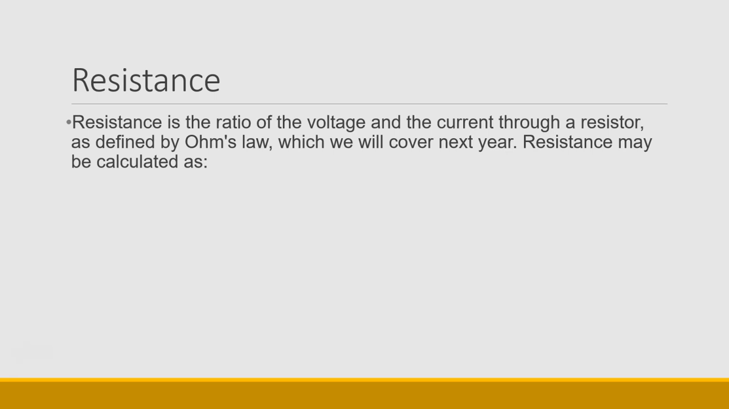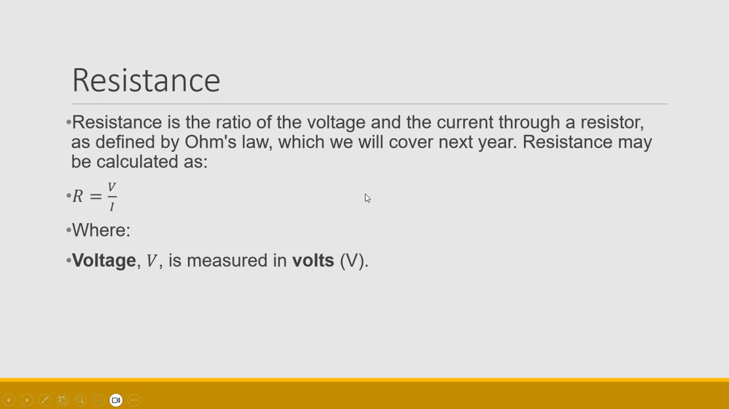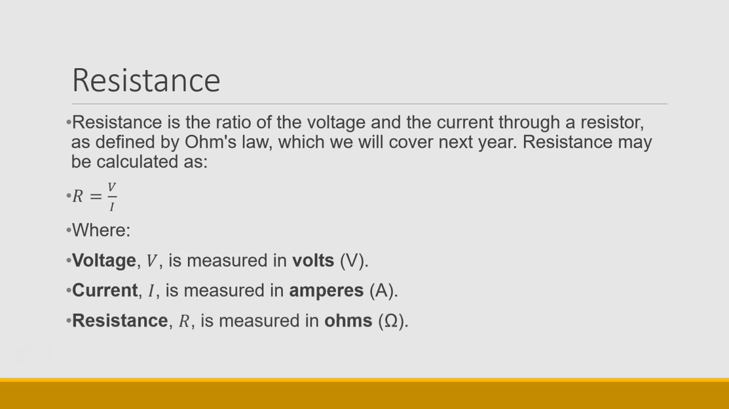Resistance is the ratio of the voltage and the current through a resistor, and that's defined by Ohm's law, and we're going to learn about Ohm's law in grade 11. But for now, we need to know that resistance is calculated as voltage divided by the current. So V is the voltage measured in volts, and I is the current measured in amperes, and R is the resistance, which is measured in ohms.